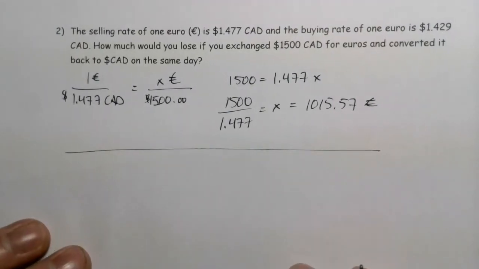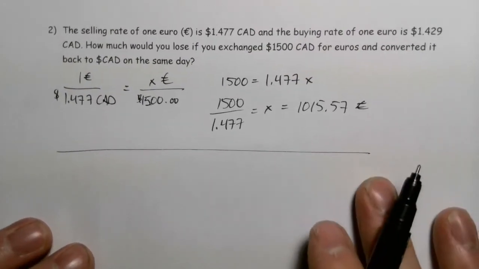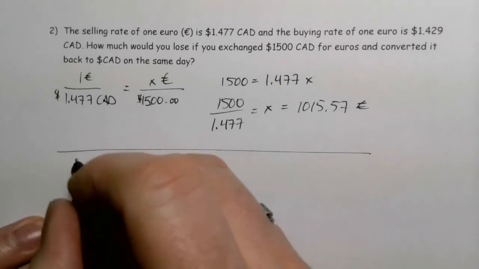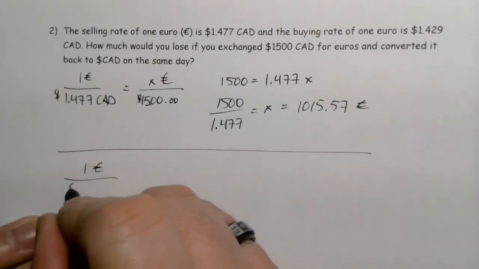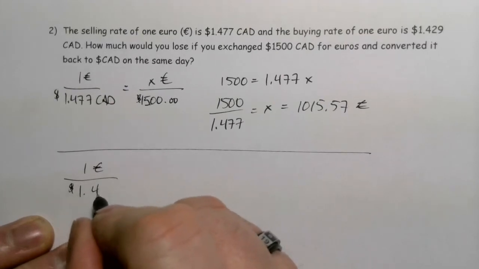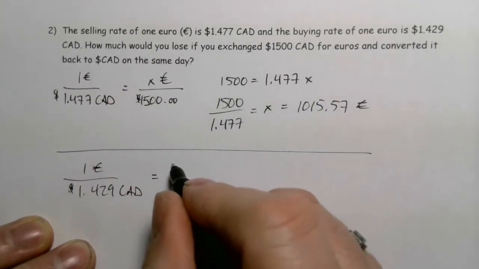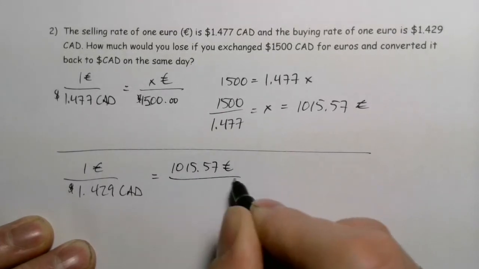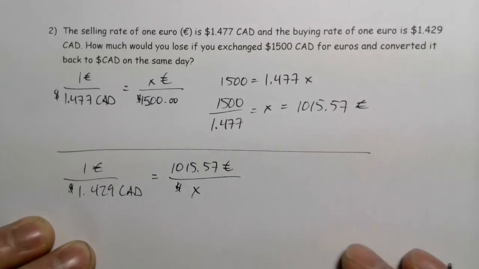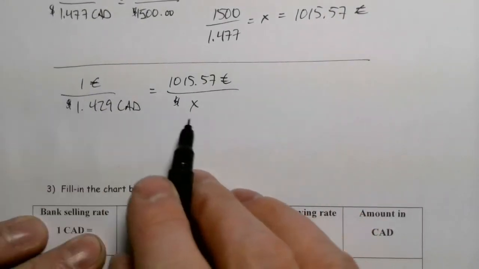Turns out that trip's not going to happen, so we go back to the bank. Now this time though, the rate is €1 is going to be $1.429 Canadian. So now we've got 1,015.57 euro. Question is, how much is that going to be in Canadian? So we're going to cross multiply, and I love this when it sets it up like this.